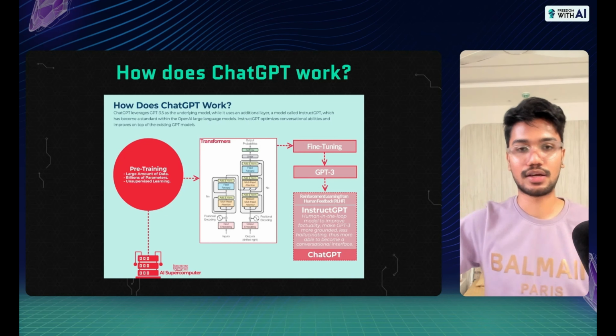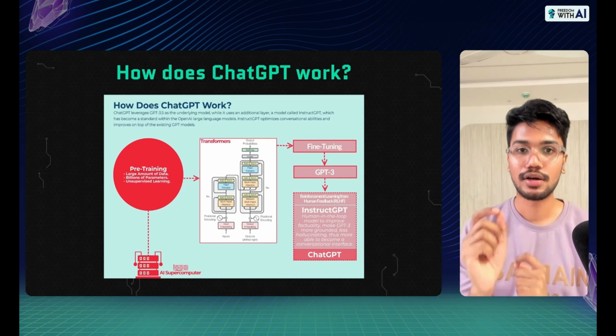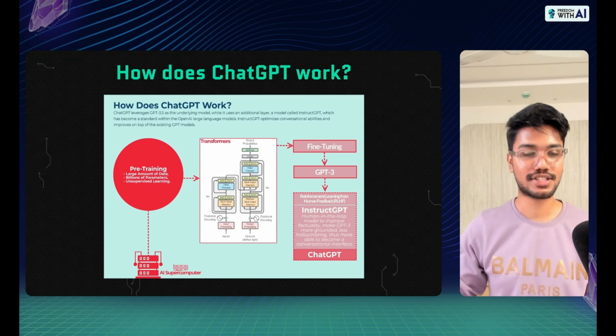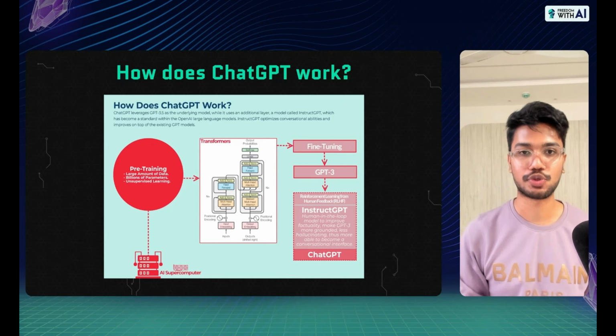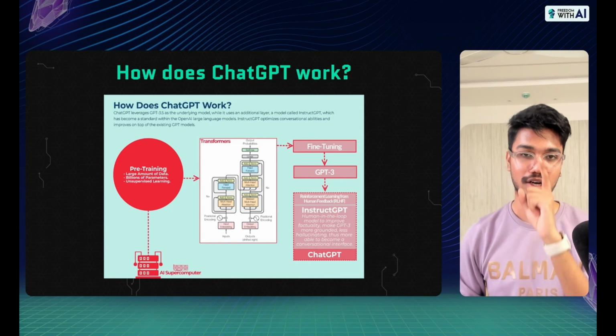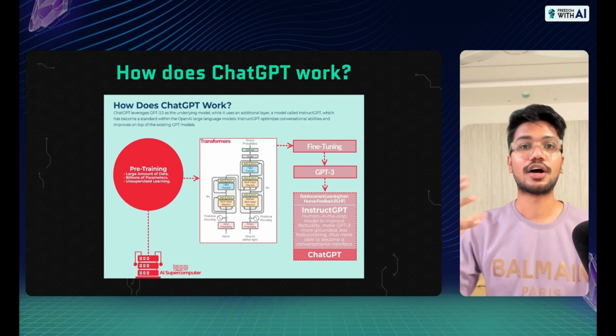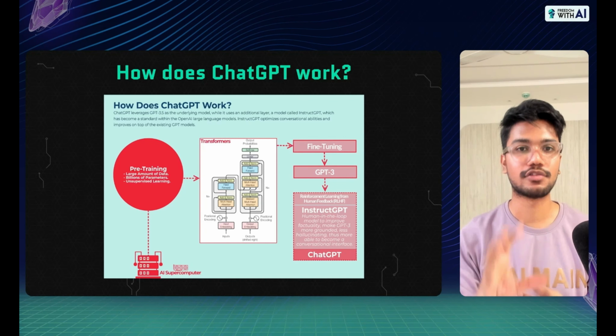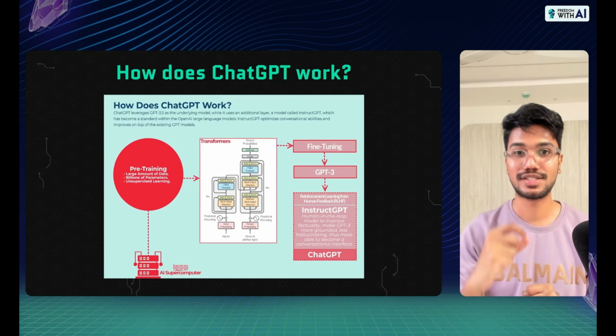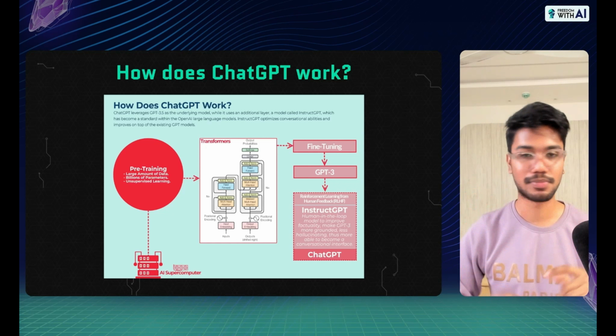Just before anything, ChatGPT created a massive data center, which we call a supercomputer. Inside the supercomputer, they hosted a deep neural network called transformers. What is a neural network? Simple.